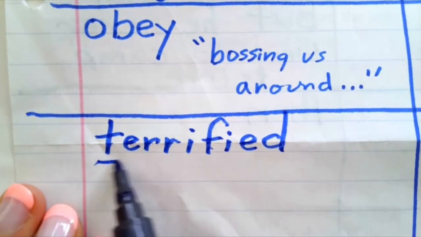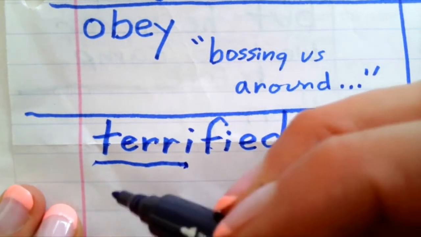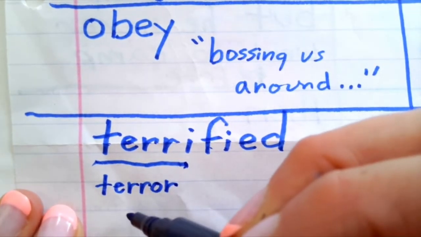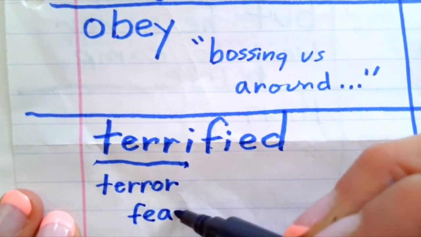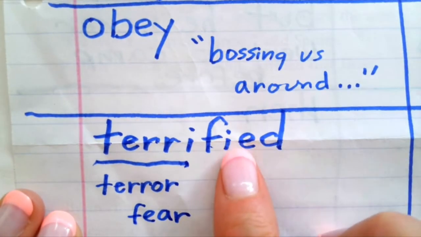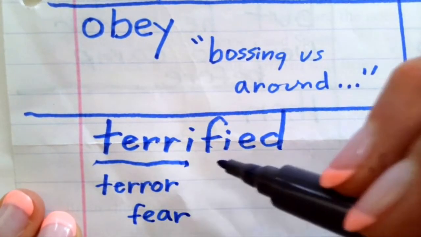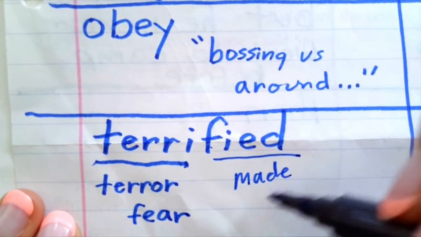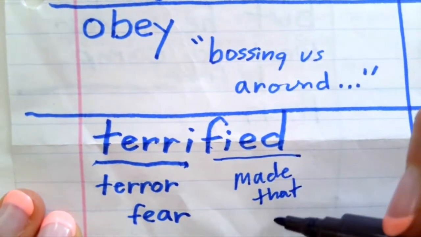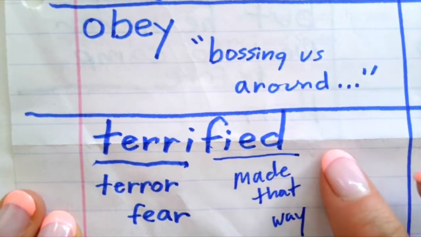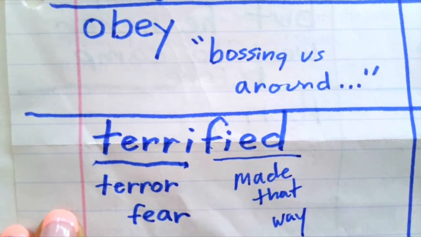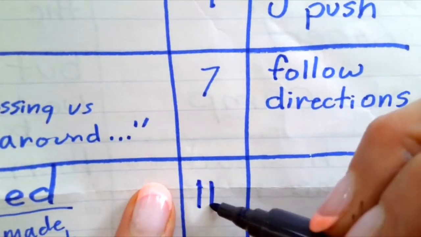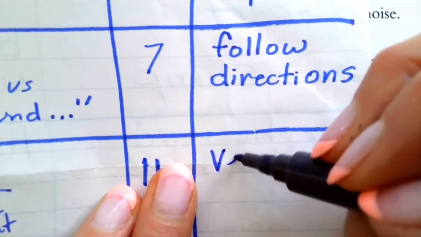This part of the word here is a root word. Terror. It means fear, being afraid. Terror is fear. Fied is a suffix that means made that way. Something is making him scared. He's been terrified, turned into someone who is afraid. This is on page 11. We can write very scared.